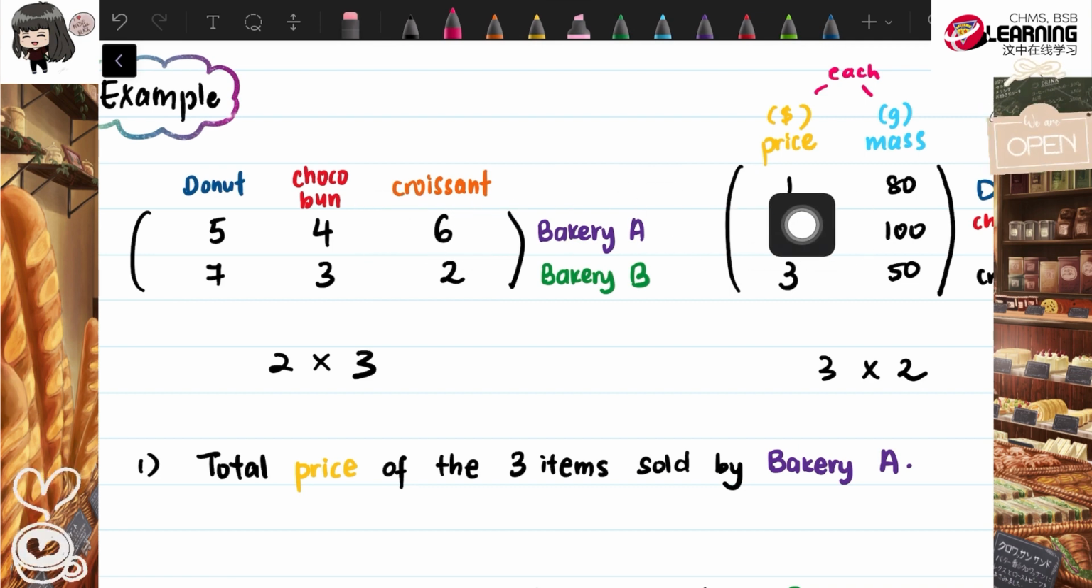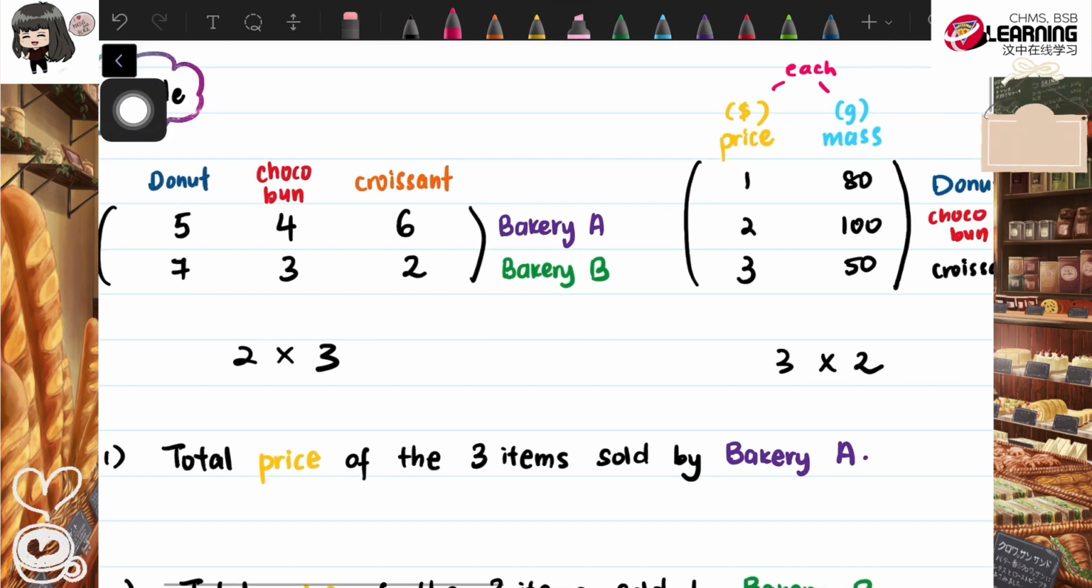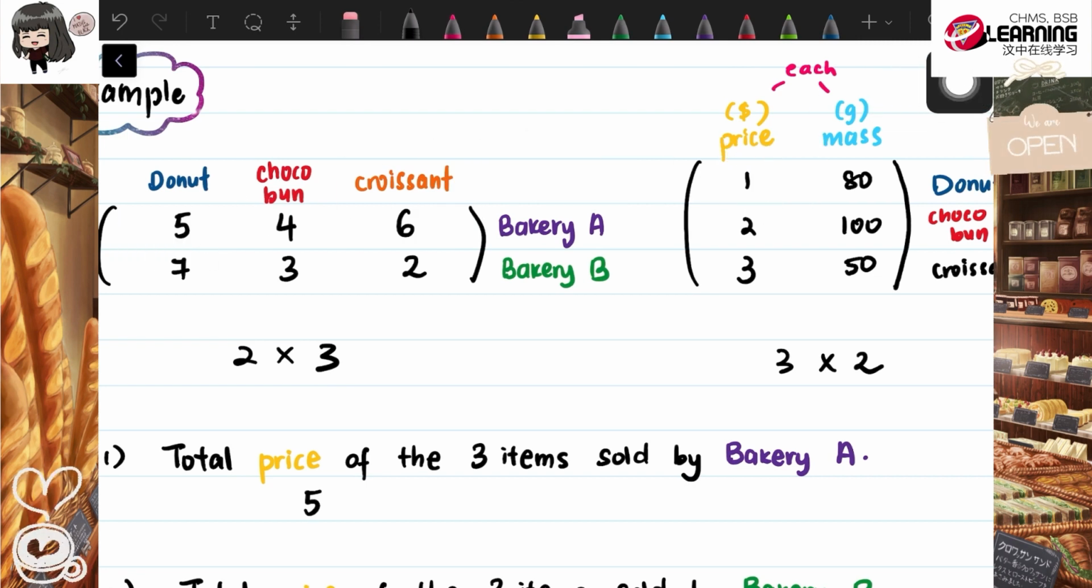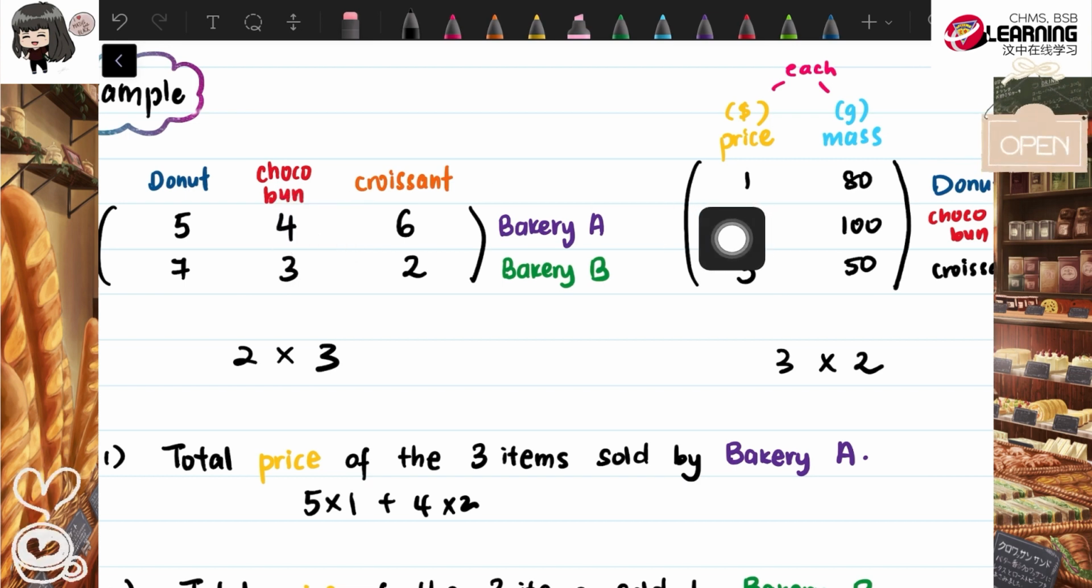If you want to find the total price, how are we going to do it? If we do it manually, how would we do it? The total price that bakery A received is 5 donuts times $1 each, 5 times 1. Okay, I'll write it down. So 5 times 1 plus 4 times 2. This 4 represents the chocolate buns at the $2 price, and 6 croissants times this $3 each.